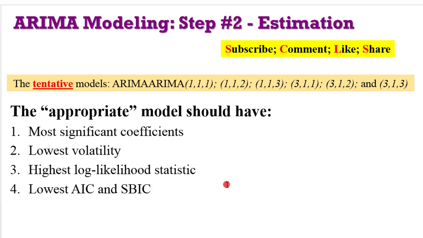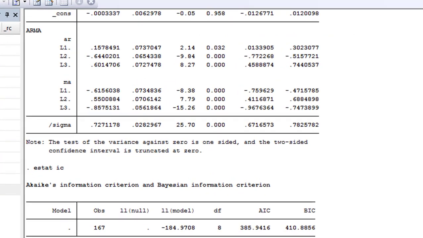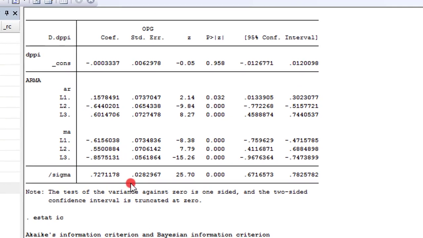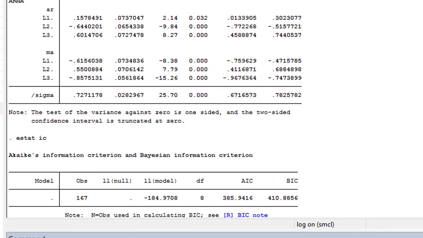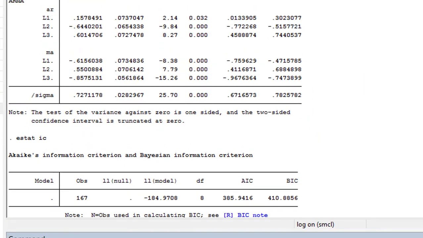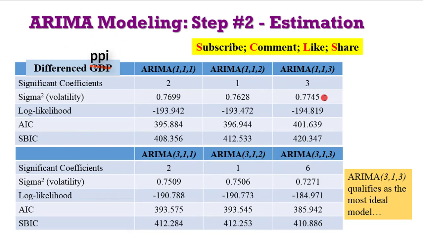Let me take you back to the last result, which is 313. If you look at the 313, all the coefficients here are statistically significant. Sigma here is the coefficient for volatility, sigma. And here you have the AIC criterion. So these are the salient features I extracted from each of these models. So neatly put in a tabular form are the results from the 6 estimated models.